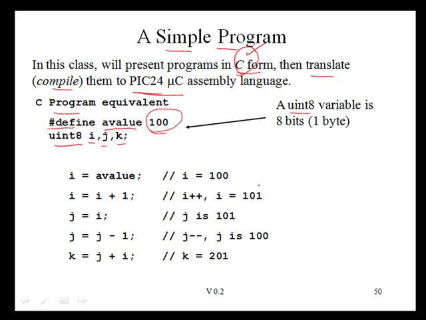It's simply going to do a sequence of operations. We're first going to copy the constant 100 into the variable location I. We're going to increment that variable I. We're going to copy I to J. We're then going to decrement J. And finally, we're going to add J plus I and place the result back in K.